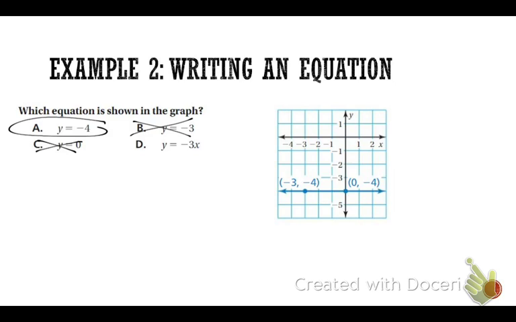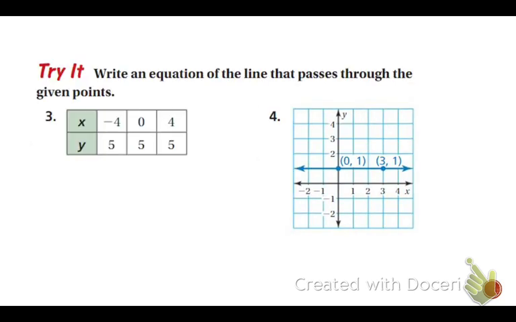Now, you're going to have some exceptions. And what do I mean by exception? Well, here I'm going to give you a table of values, and I'm going to give you a graph. But in both of these, something different is going to happen in your slope. But we still need to write the equation that matches these values. On the first one, number 3, I want you to pull out 2 ordered pairs, find your slope and your y-intercept, and then go ahead and write your equation. You're just going to notice something different is going to happen.